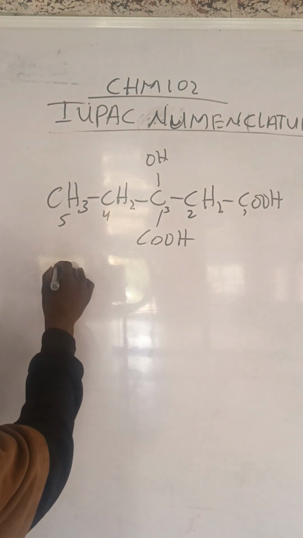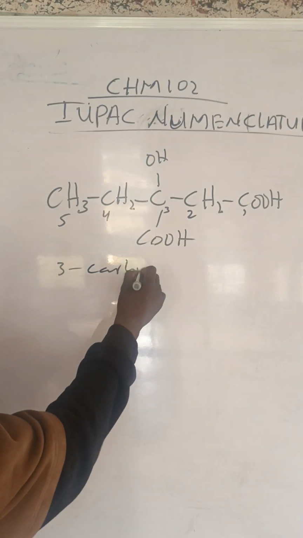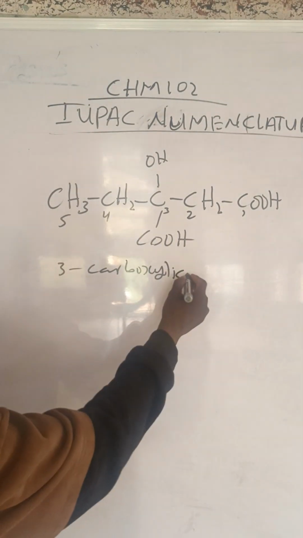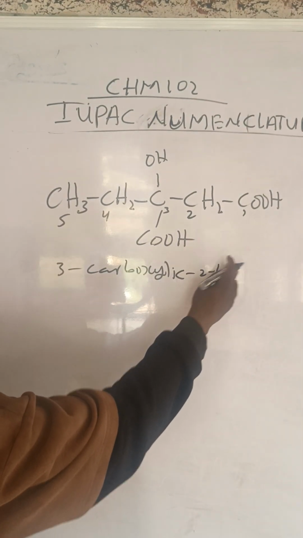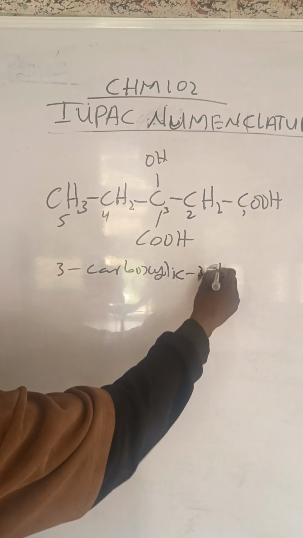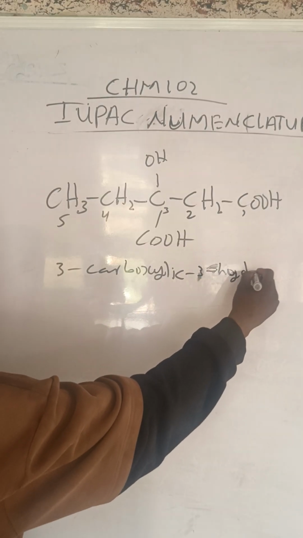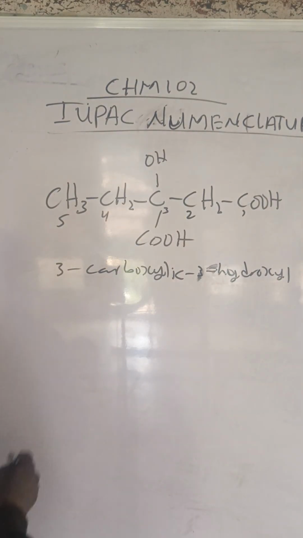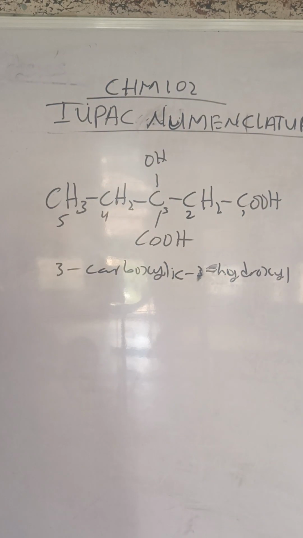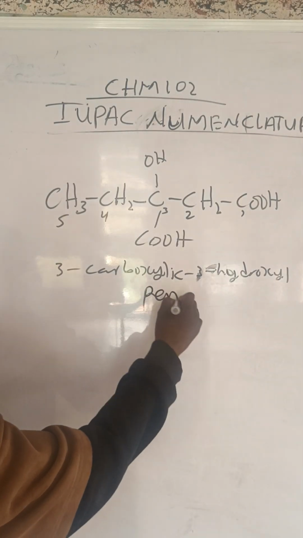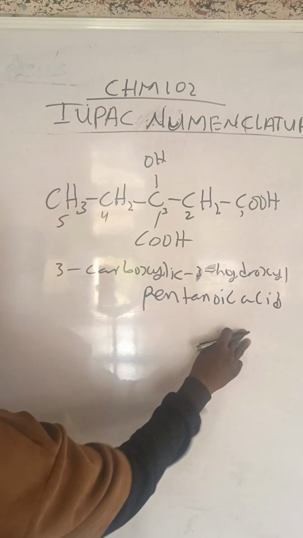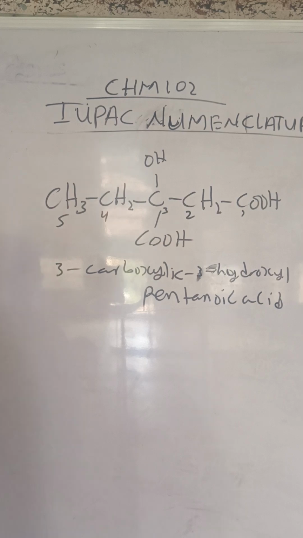That will be 3 carboxylic. 3 hydroxyl. Now, pentanoic acid. Pentanoic acid.